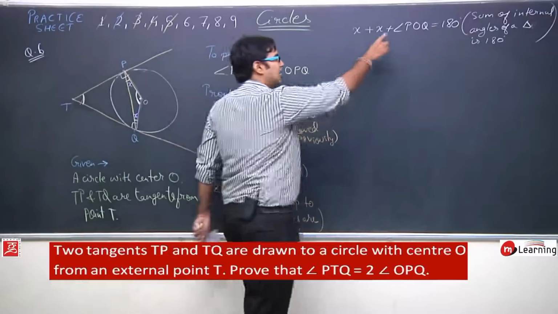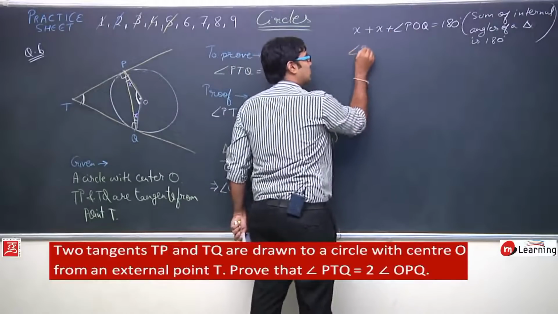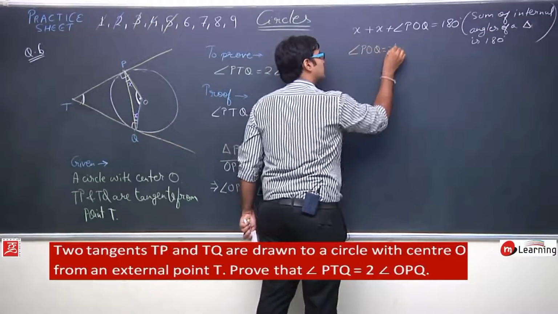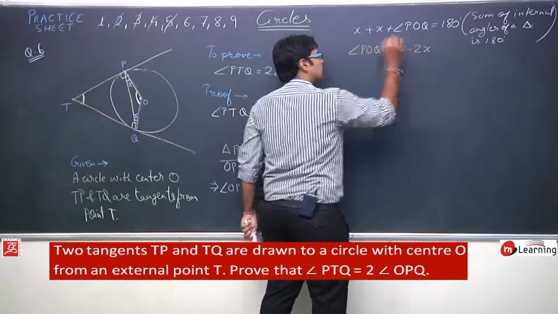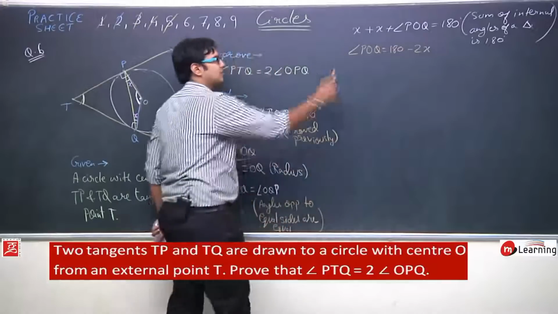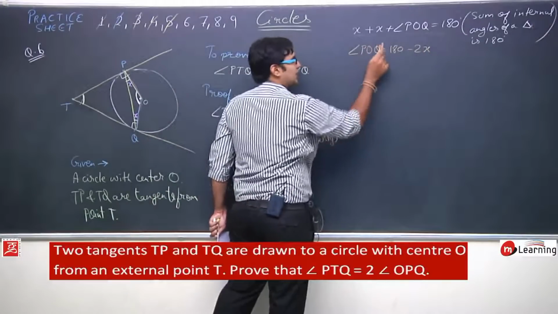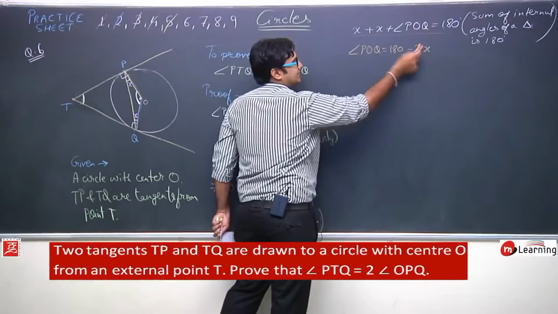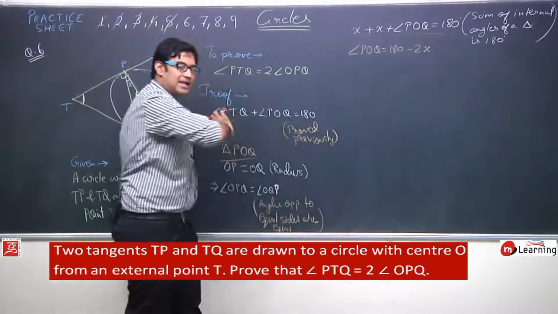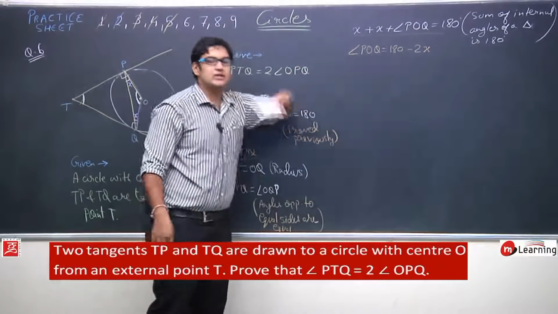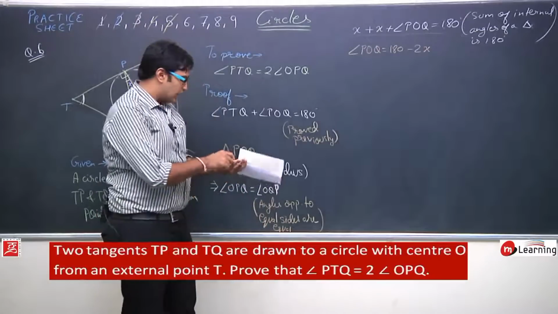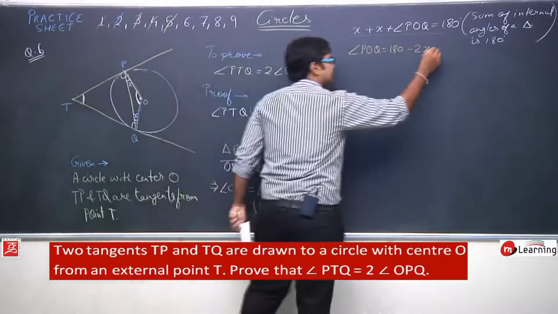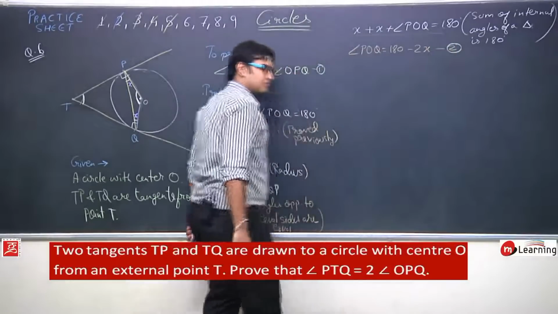So from this I can get angle POQ is equal to 180 minus x plus x, which is 2x. It will be shifted from LHS to RHS, and it will become minus 2x. Okay. Now, let us say this was our first equation, and let us say this is our second equation.